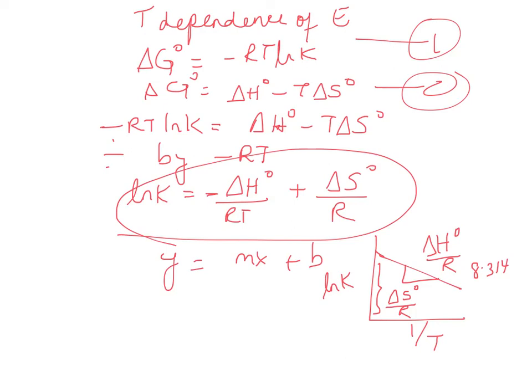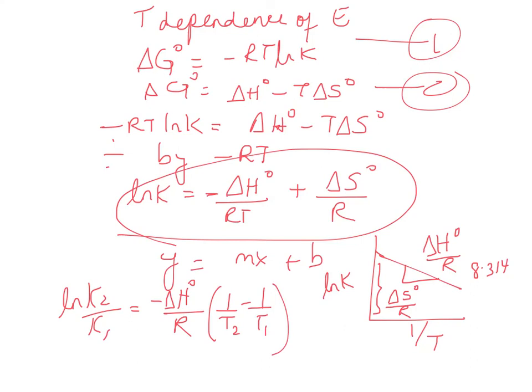So hopefully you can see, based on what we have done in the past, you can express this in a 2-point format also: natural log of K2 over K1, these are equilibrium constants, of course, is going to be equal to delta H0 reaction over R, which will be common, times 1 over T2 minus 1 over T1. The delta S is going to cancel itself off. So that's a 2-point version of this equation.